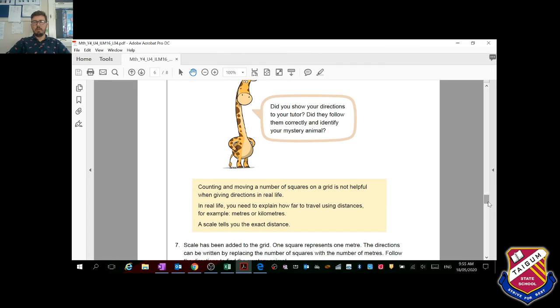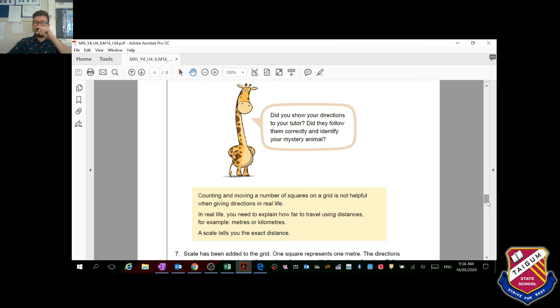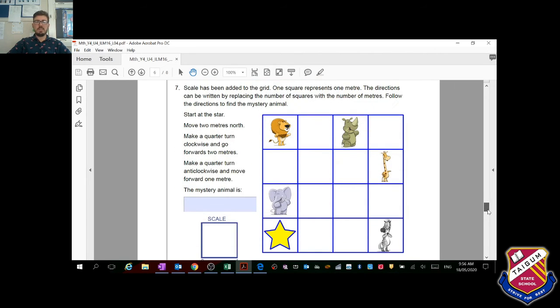So it's okay to use grid squares when you've got a grid map, but in real life, you need to use actual distances like meters and kilometers. So that's where the scale and the grid squares help you, because they will give you a real life distance. And then you can use that real life distance instead of the amount of grid squares. Just like we did in HASS when we had to measure from one place to another and then multiply that by the scale. So the scale has been added to the grid.